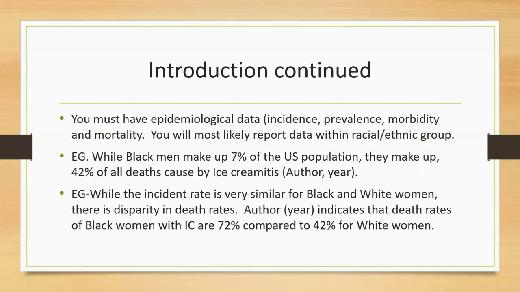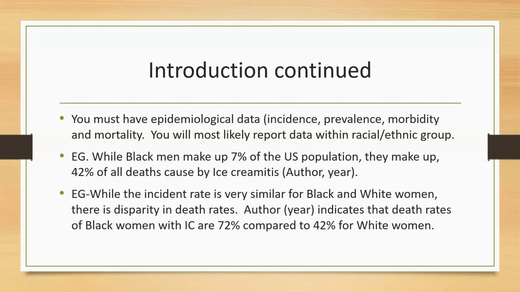You must have epidemiological data in this section on incidence, prevalence, morbidity, and mortality. You will need that information. You might not need all 4 of those, but you probably will need at least 2 or 3 of those. And you're likely going to report data within a racial or ethnic group.